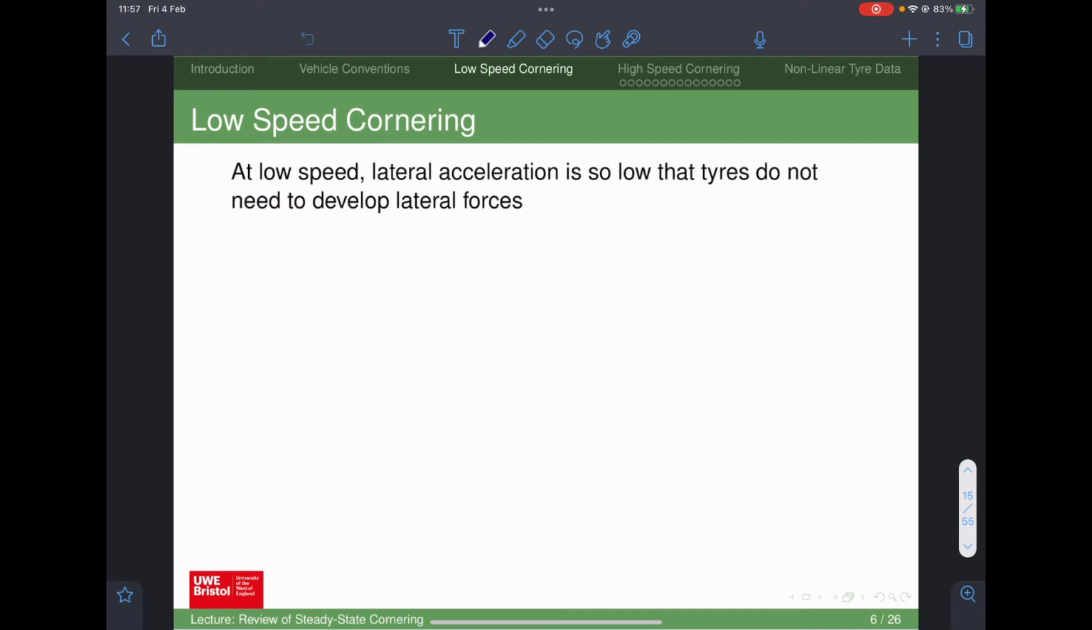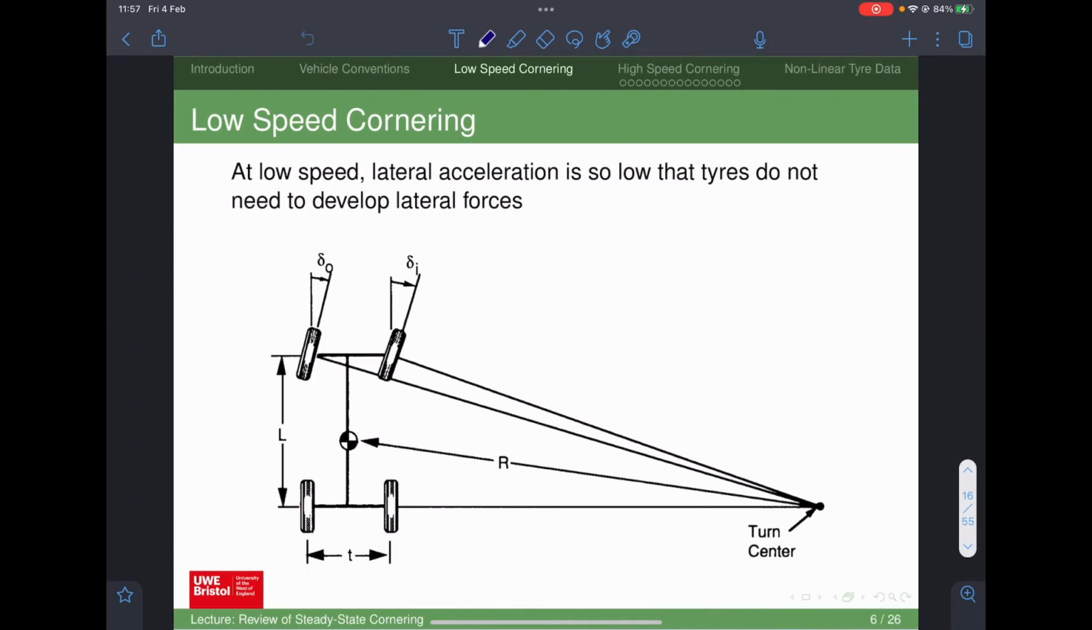Basically, the tyre will go in the direction in which it's pointing. So, like I said, that's essentially what's going on. As you imagine your vehicle moving at very low speed in a car park, and you put some steering lock on, those tyres aren't generating lateral forces themselves; they're just rolling in the direction in which they're pointing.